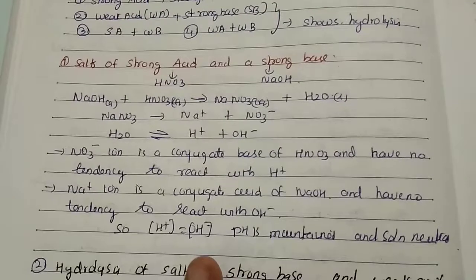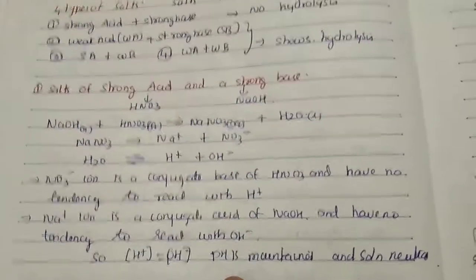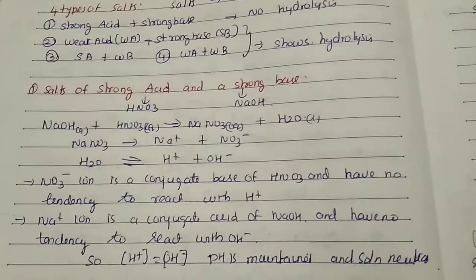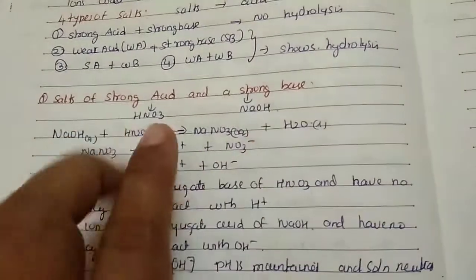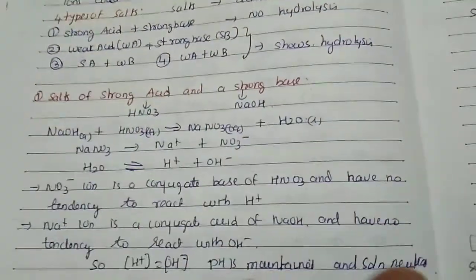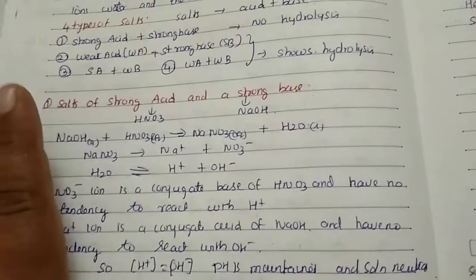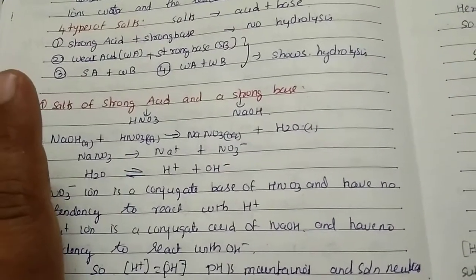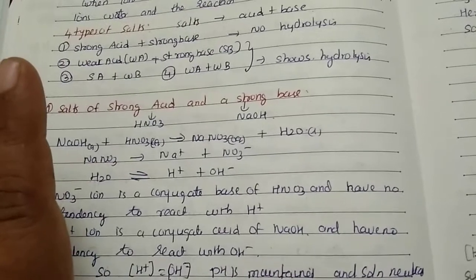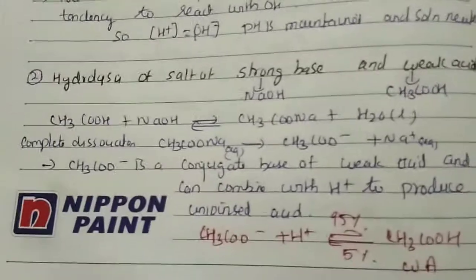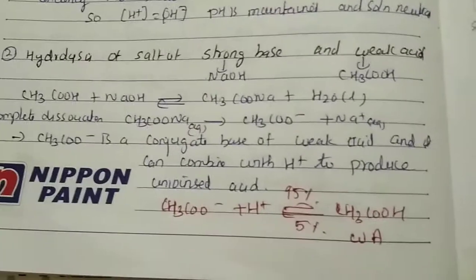So H plus equals OH minus, so pH is maintained and the solution is neutral. Strong acid and strong base salts do not undergo hydrolysis. Weak acid and weak base salts only undergo hydrolysis. Next example, hydrolysis of strong base and weak acid.